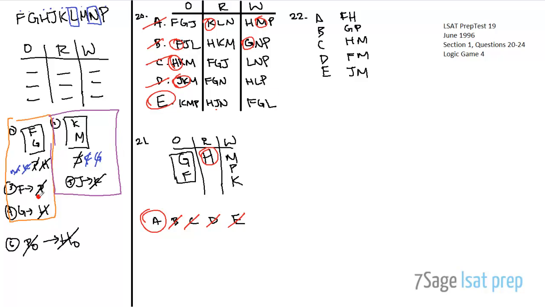F and H? No, because Greg can't be with Harlan, and Greg is also always with F. So F and H, no way. G and P? No way, right? Because F can't be with P. These are just flip sides of each other. Okay, H and M?